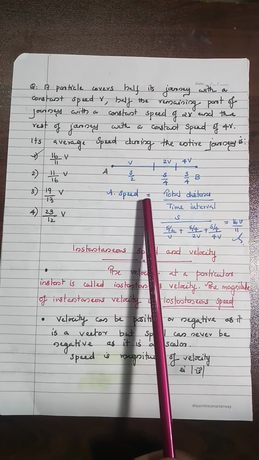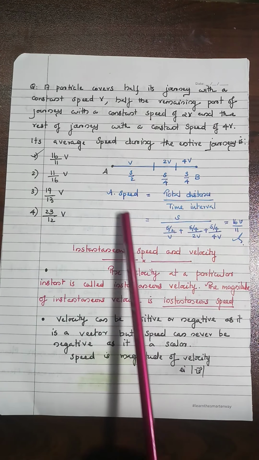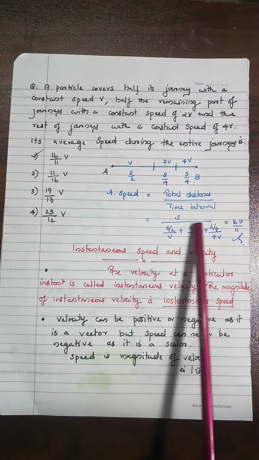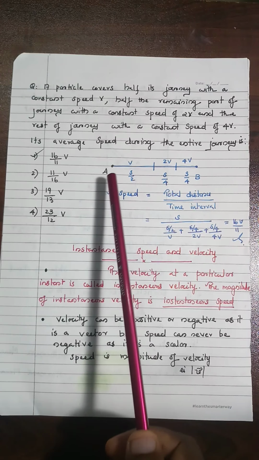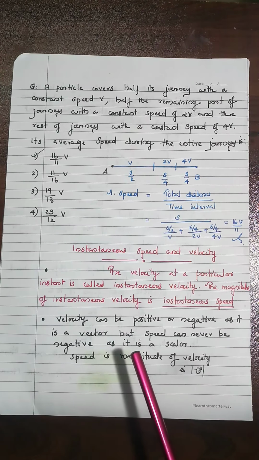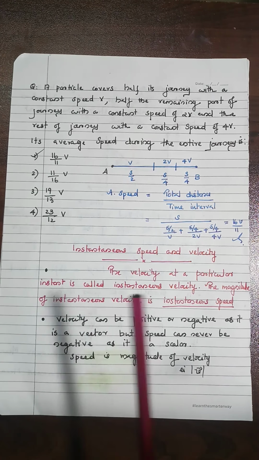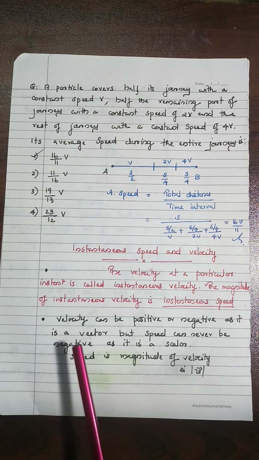Then the average speed becomes so simple: the total distance by the time interval. The total distance is taken as S. The time factors are not given, but can be simply found as distance by velocity. You get the answer. So again, we should differentiate between instantaneous speed and velocity.